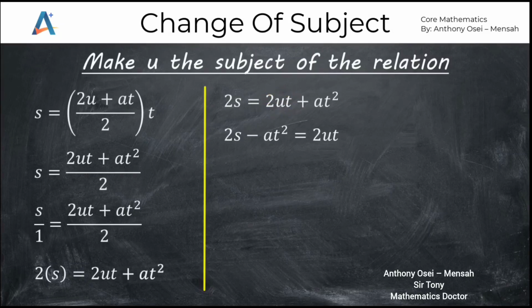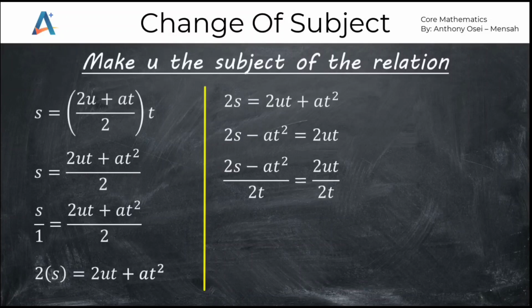We'll divide both sides by 2 and t for the u to stand alone. So it will become 2s minus at squared is equal to 2ut. Divide here by 2 and t, and divide here 2 by 2 and t. This is what I mean. 2 will cancel 2, t will cancel t. So the final one, u stands alone. So we get 2s minus at squared, all divided by 2t, which is equal to u.